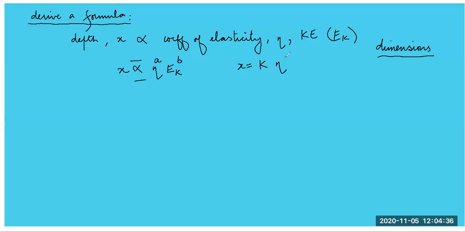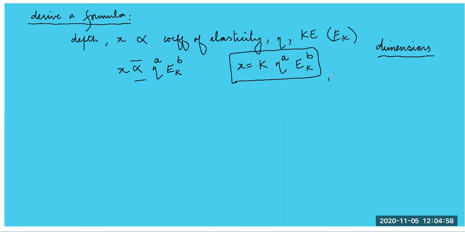coefficient of elasticity raised to power a, and this is kinetic energy raised to power b. So now we will be able to find out the values of a and b. So we will get the formula. This will be the formula once we know the values of a and b.